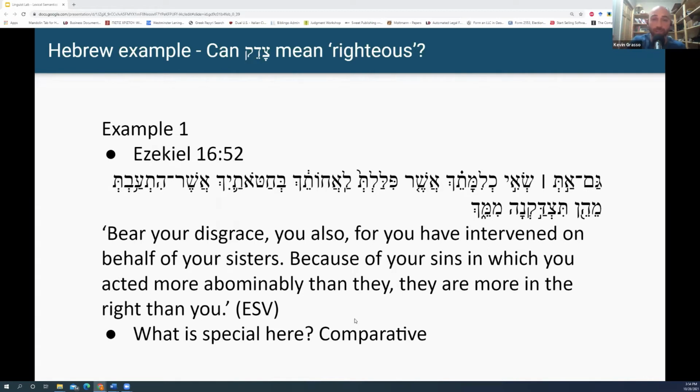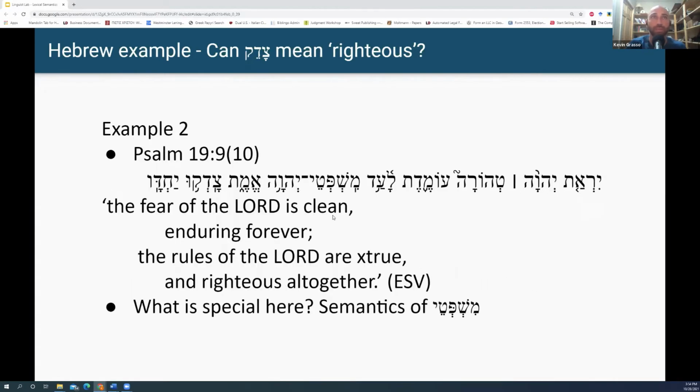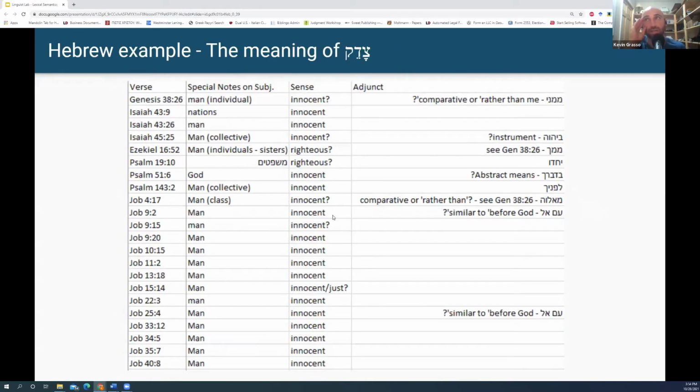But here's the point, right? If we have all these examples, and then we have this one counterexample that is a comparative, is that really a counterexample? If it's in a context where the person is still guilty, "more innocent" is still guilty. Then this really isn't a counterexample to our hypothesis that maybe this verb means innocent. Okay.